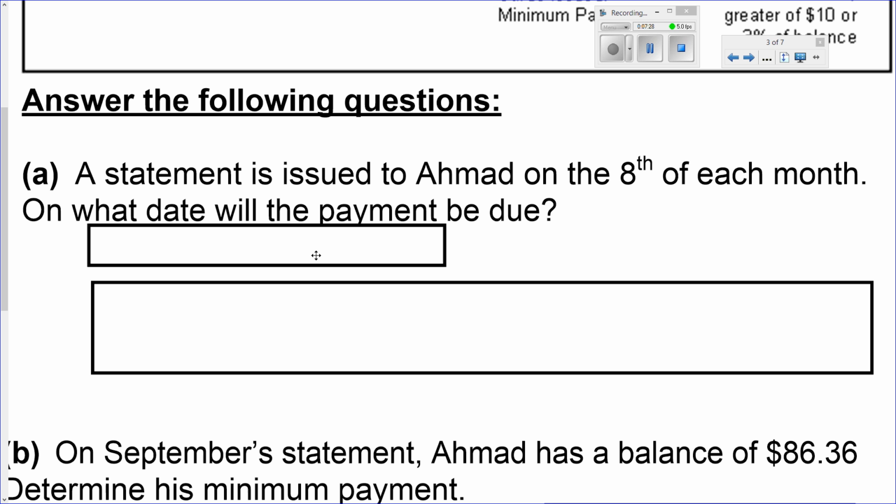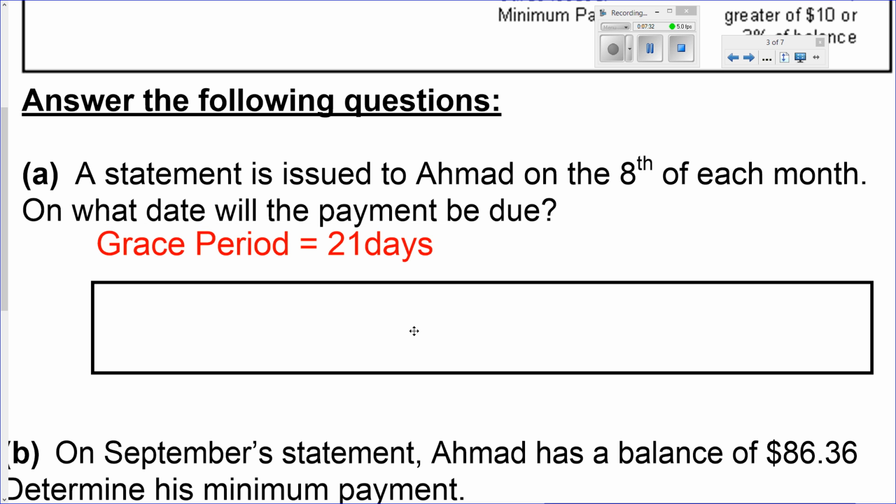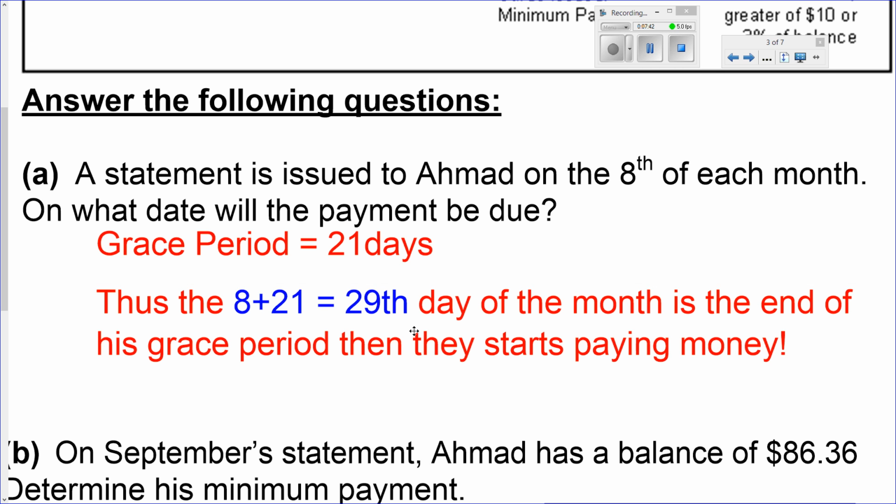Sorry, on the 8th. Now, if you think about it, the grace period is just 21 days. And this is why I said 29. I'm sorry about this. I just tooted my own horn before we even began. Thus, 8 plus 21 is 29. So that means the 29th day is the end of his grace period, and then he has to start paying interest on the stuff that he used on his credit card.